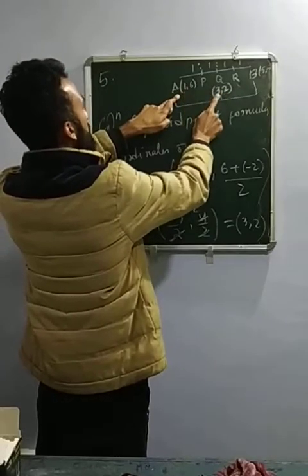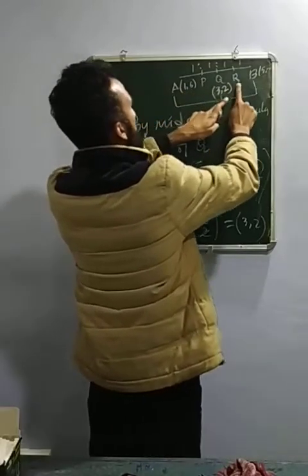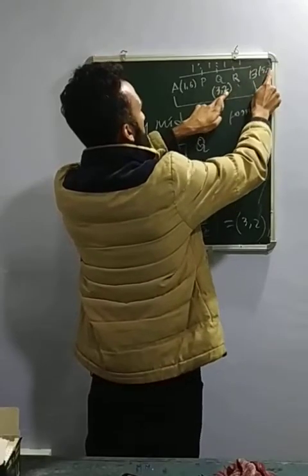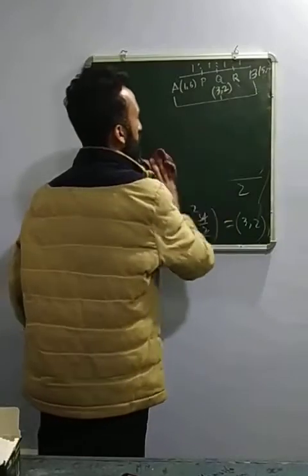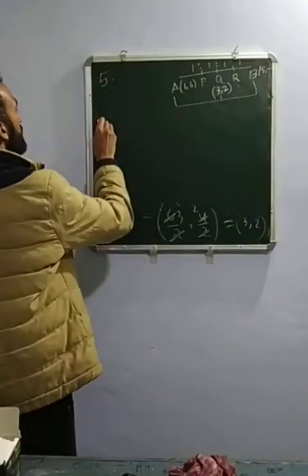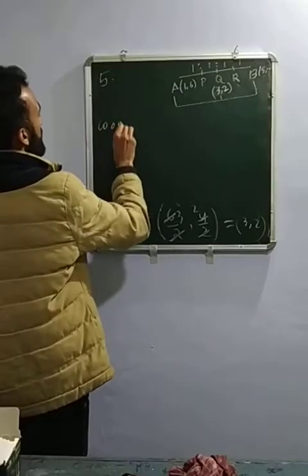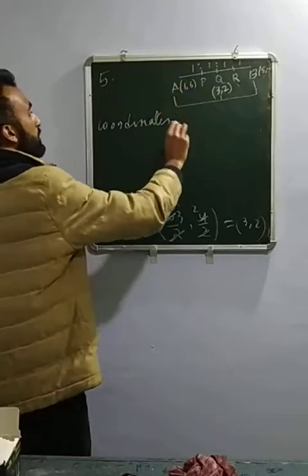I'll just add them up, divide by 2, and I will know the coordinates of P. Similarly, to find out the coordinates of R, I'll just add them up, divide by 2. Very simple. It's up to you what you want to find out first, but first Q you have to find out.